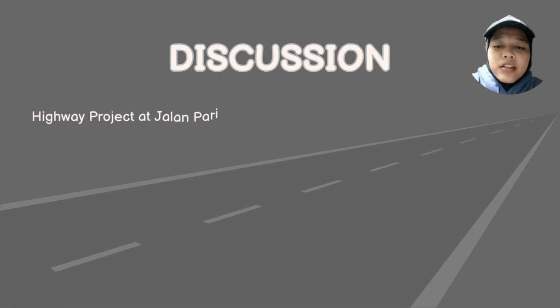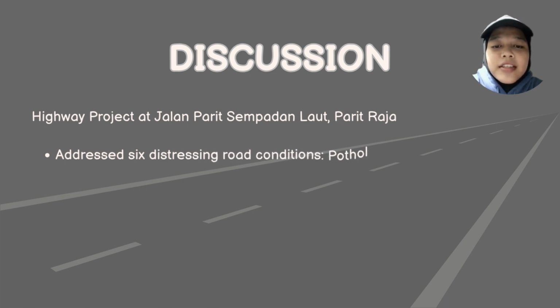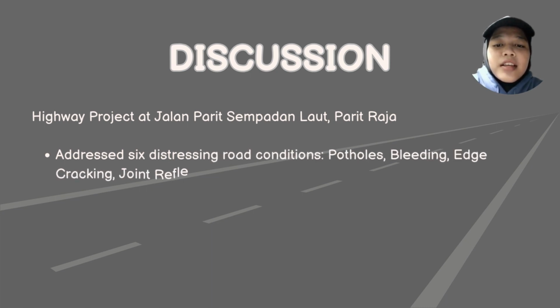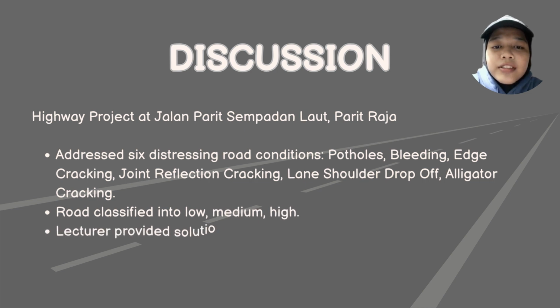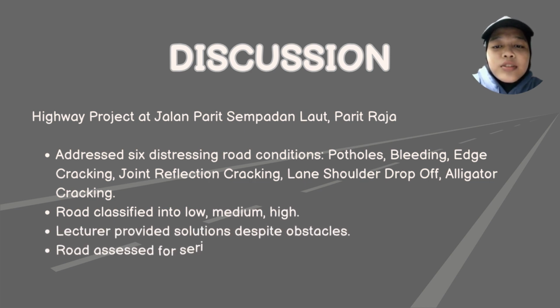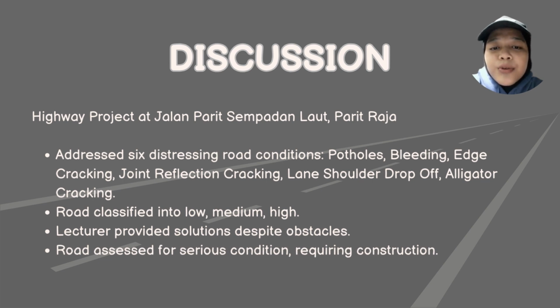Thank you. Next is a discussion on the result. The highway project at Jalan Sepadan Laut, Parit Raja involved a village road with basic types of distress conditions, which are the pothole, bleeding, edge cracking, joint reflection cracking, lane shoulder drop off, and alligator cracking. The road was divided into 3 categories: low, medium, and high. Despite obstacles, the lecturer helped find a solution.